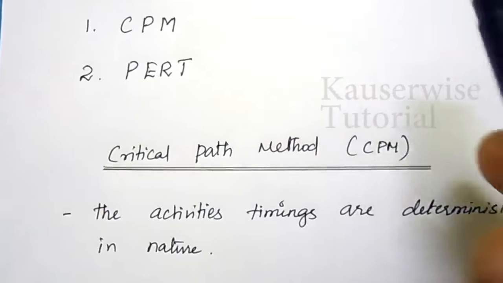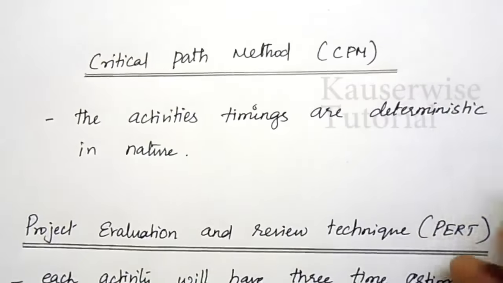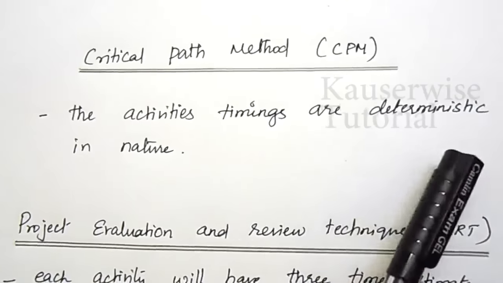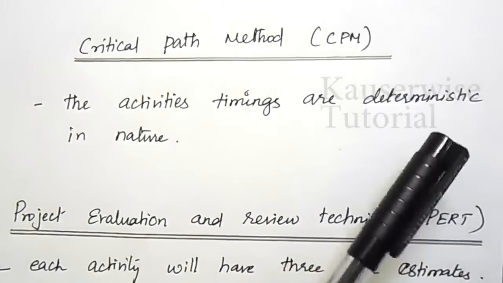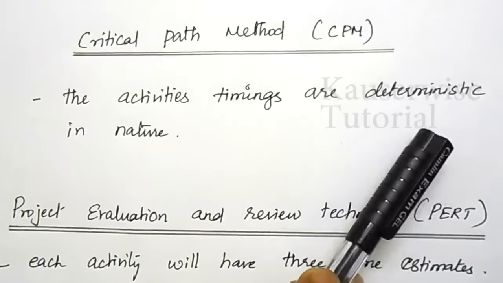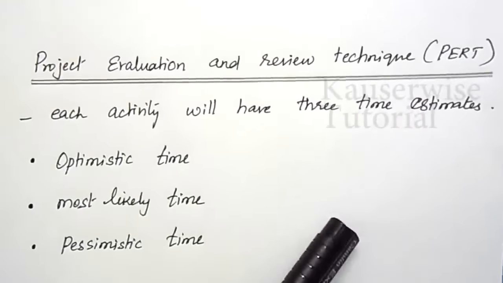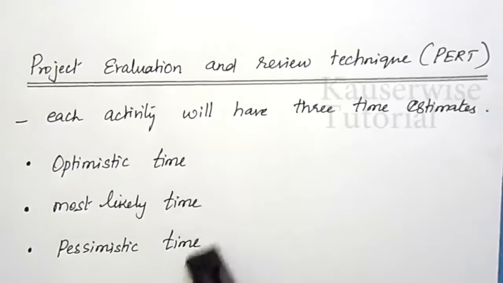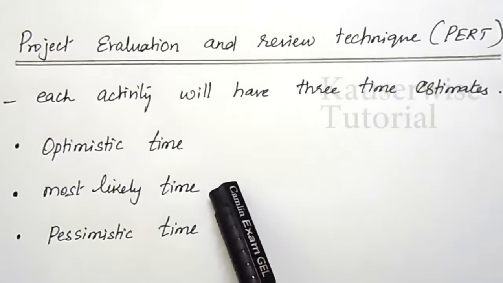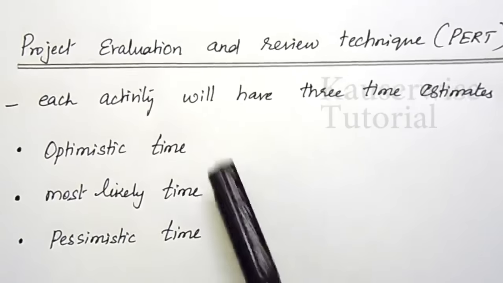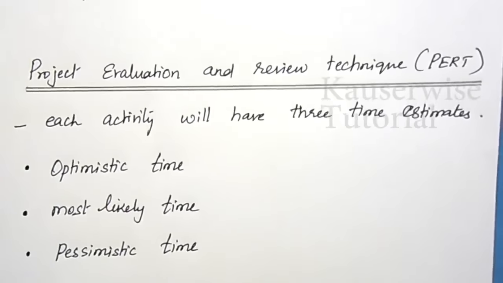There is a small difference between CPM and PERT. In CPM, for each and every activity, the timings are deterministic in nature. That is, for each activity, only a single duration will be given, and with that we have to proceed. But in PERT, each activity will have 3 time estimates. The 3 time estimates are: the first one is optimistic time, the second is most likely time, and the third one is pessimistic time. So with this, we need to proceed. This is the basic difference between CPM and PERT.